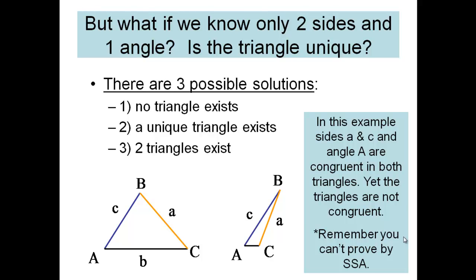In this example, I've got sides A and C are both exactly the same. So side A is congruent in both of the triangles as well as side C. And angle A is also the same in both triangles. So we've got 2 sides and an angle that are congruent, but clearly these 2 triangles are not congruent. This means that I could possibly draw a second triangle with this information. Remember your geometry teacher telling you you can't prove triangles by side, side, angle.